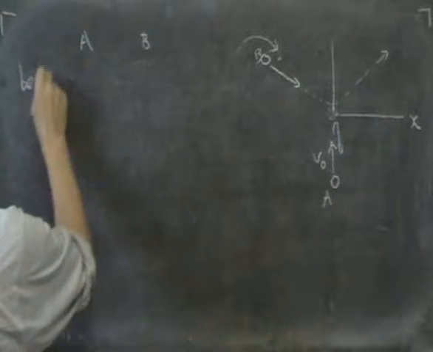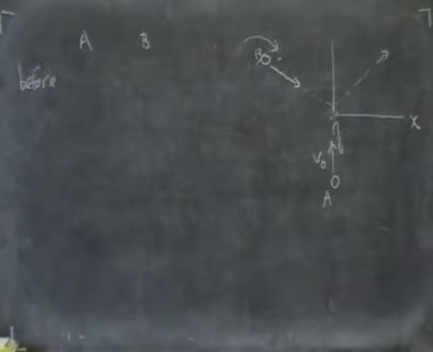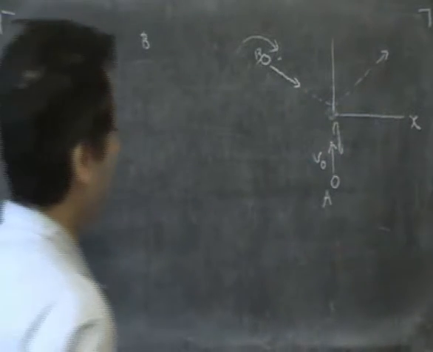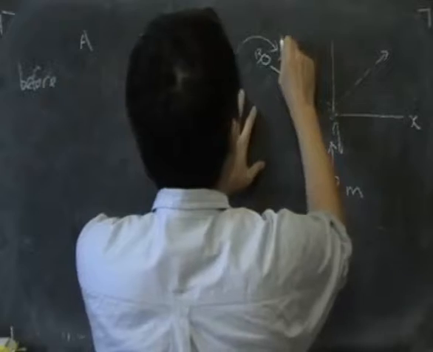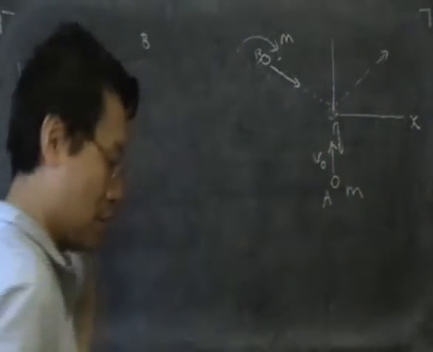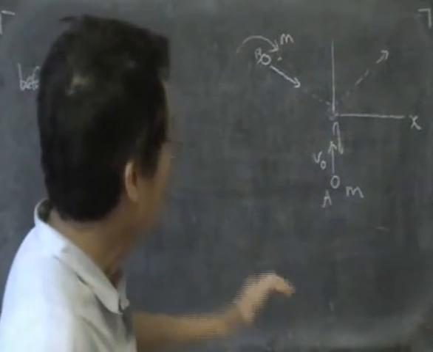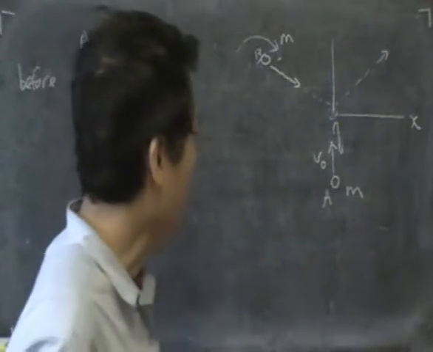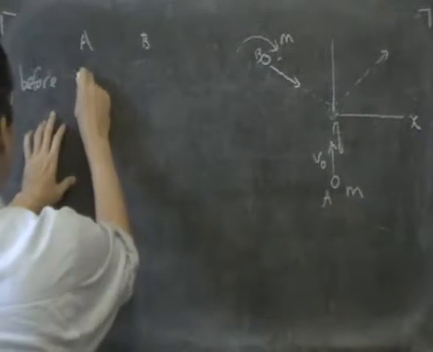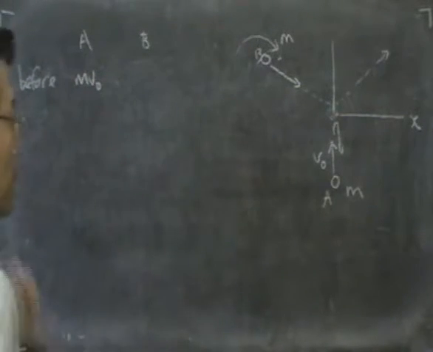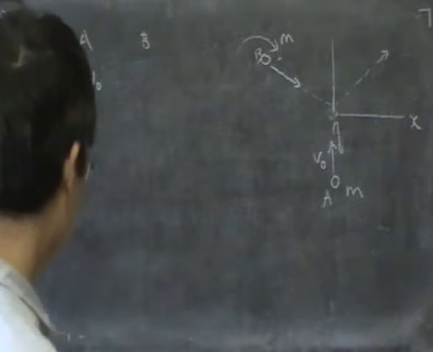Before collision, let's look at the momentum. Let the mass of the ball be m, the same mass because they are identical balls. So the vertical momentum of A is m times v naught. What about the vertical momentum of B?